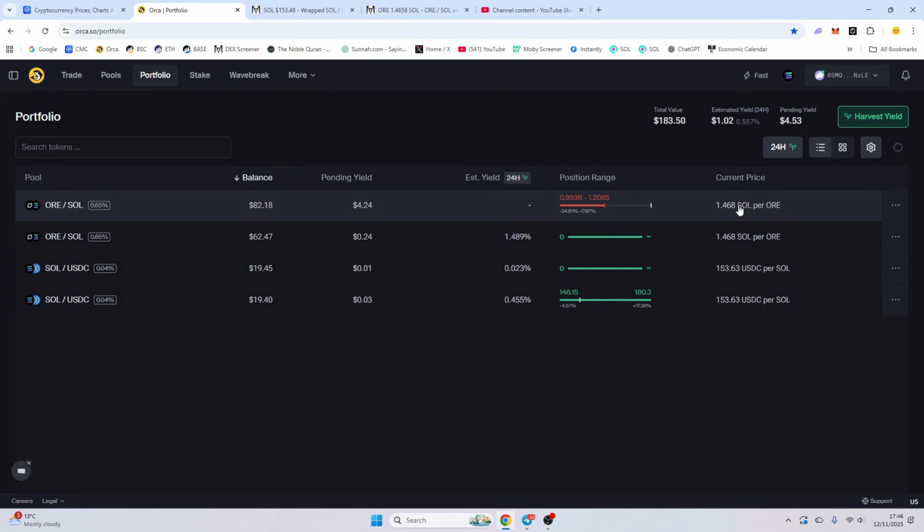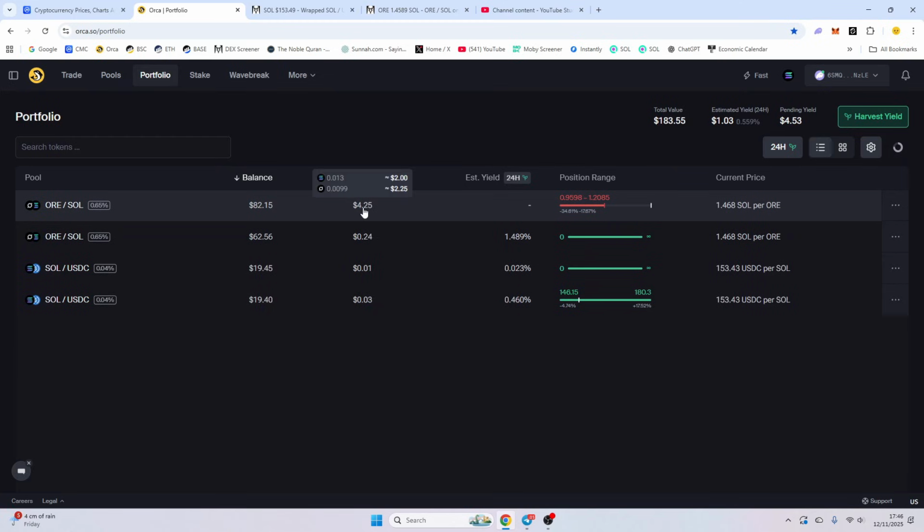Now the good news is we made the right decision in terms of our buying position. So we had a position where we entered around here and it's gone up. So we didn't lose money on the trade purchasing ORE. However, our range was too small and we didn't get the gains here.